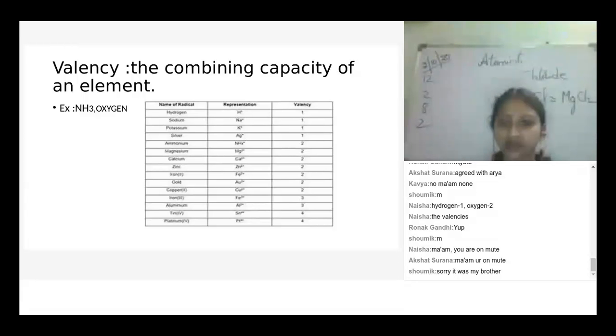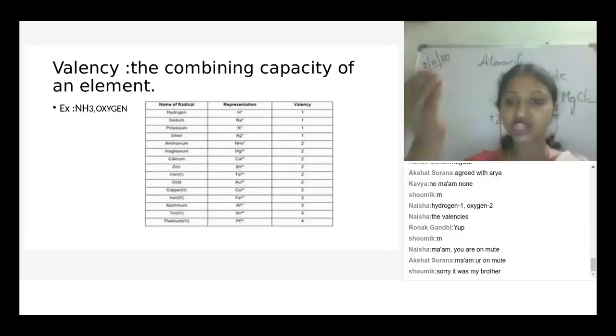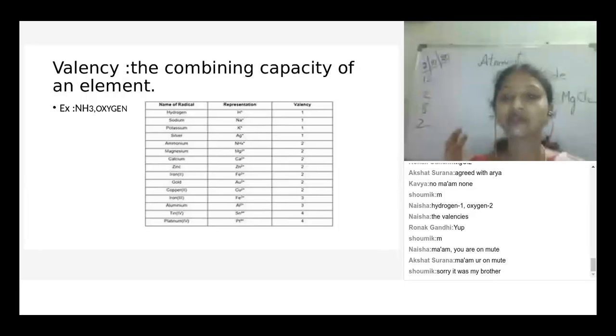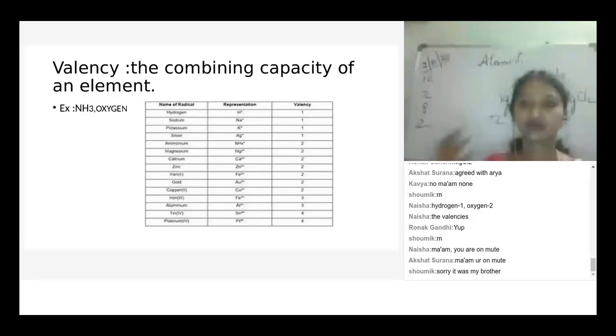What do you mean by ionic bonding, ma'am? Ionic bonding means the bond formed between ions, by donating or accepting electrons. That bond is known as ionic bonding. So these are nothing but ionic bonding.